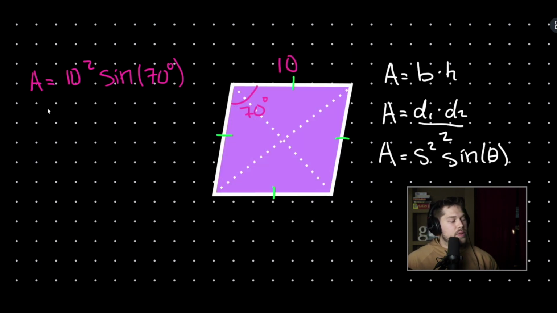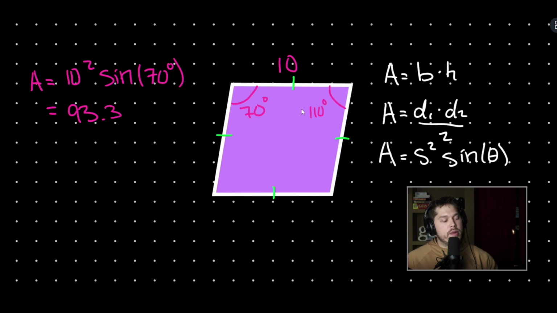So this is equal to 93.9. Now some of you may be curious or asking the question, okay, but there's different angles given in a rhombus. If this is 70 degrees, then that means this angle over here would be 110 degrees because these angles are supplementary with each other.